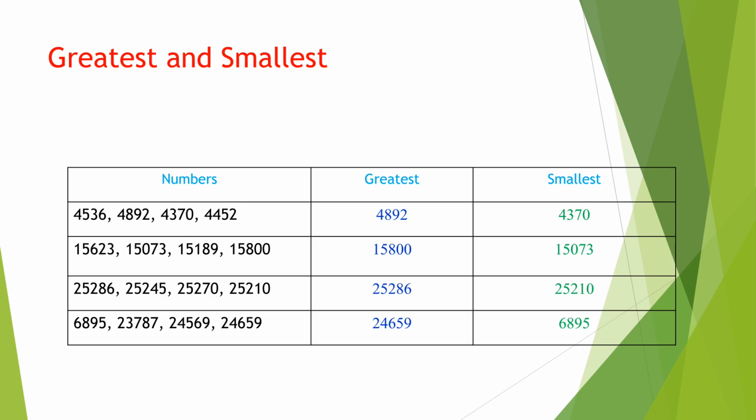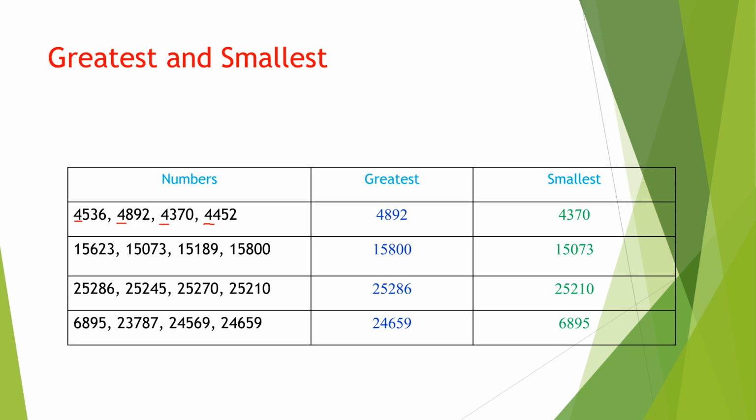Next set of questions to find the greatest and smallest numbers. First question, we have 4 numbers: 4,536, 4,892, 4,370, 4,452. So first check the thousands place digit. In 4,536, the thousands place digit is 4. 4,892, also 4. In 4,370, it is 4. In 4,452, the thousands place digit is also 4.